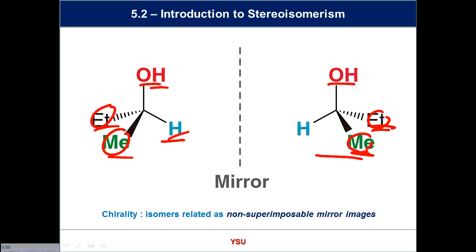So the definition now is that, in this case, the isomers are related as what are said to be non-superimposable mirror images. That has to be understood now. You cannot put one on top of the other, therefore they're not the same molecule. They are stereoisomers because they only differ by the projection of groups in space.